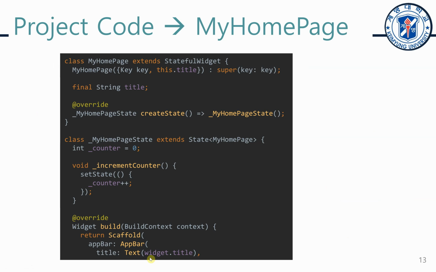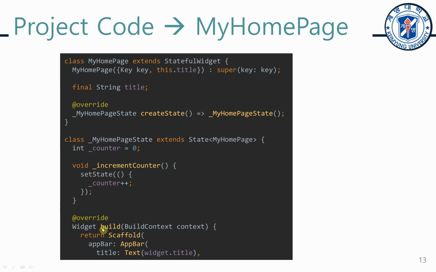So here is what is happening, okay? My homepage will create a state. Create a state with what? The state to be created is my homepage state. I will come here, and then in my homepage state, I will find the build method, okay?